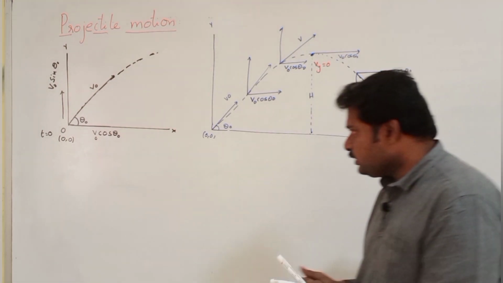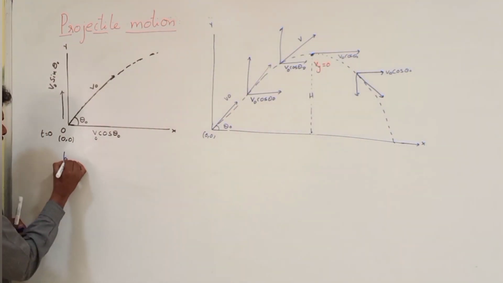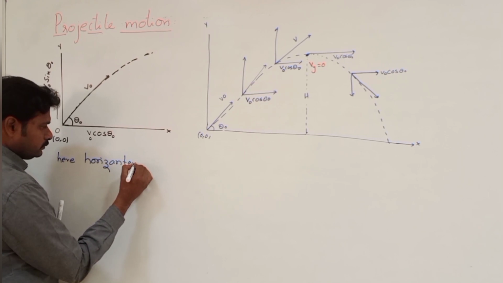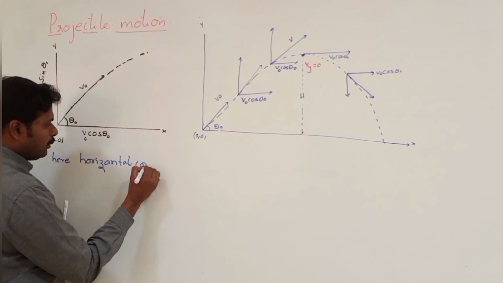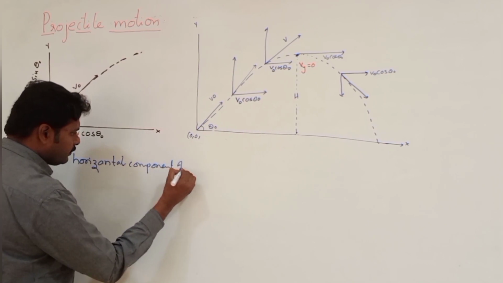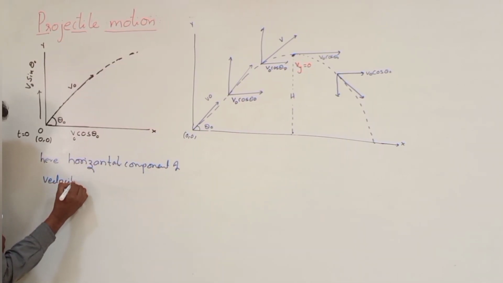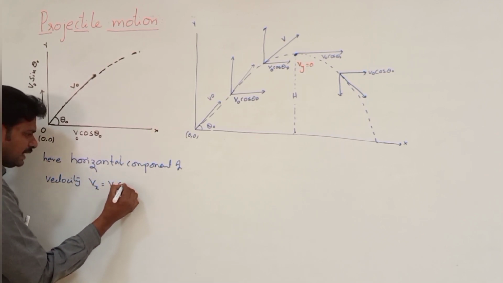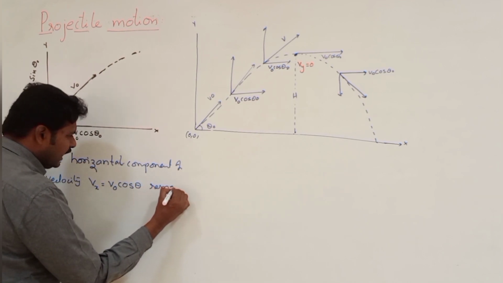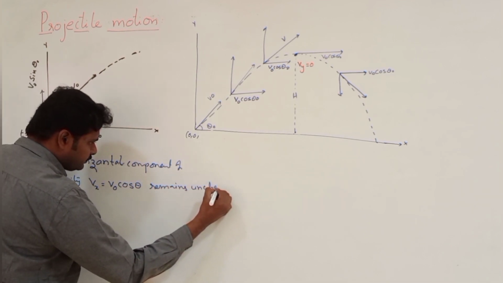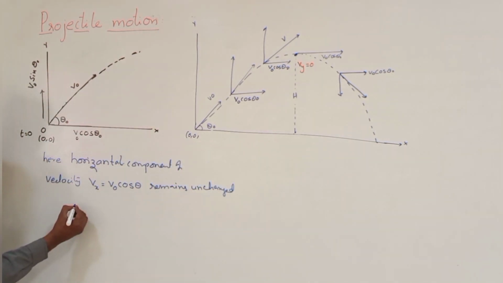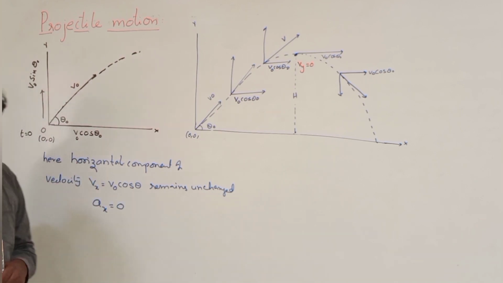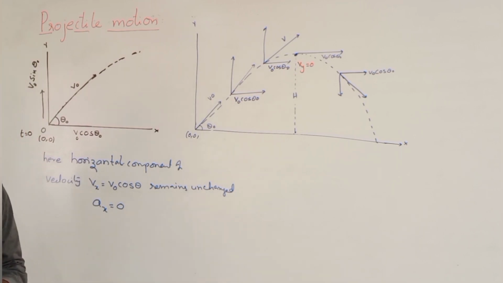Now we will write it also. Here the horizontal component of velocity, Vx, is equal to v naught cos theta naught and remains unchanged. So ax is equal to 0. When there is no change in velocity, obviously the acceleration becomes 0.